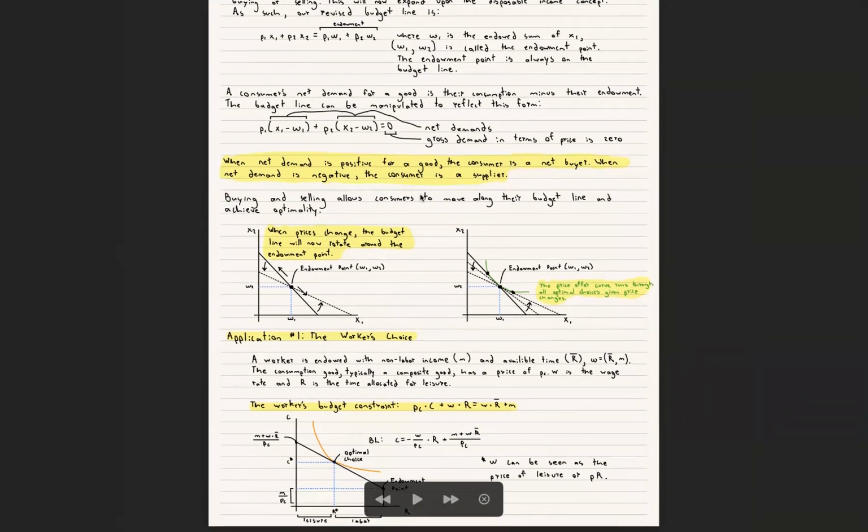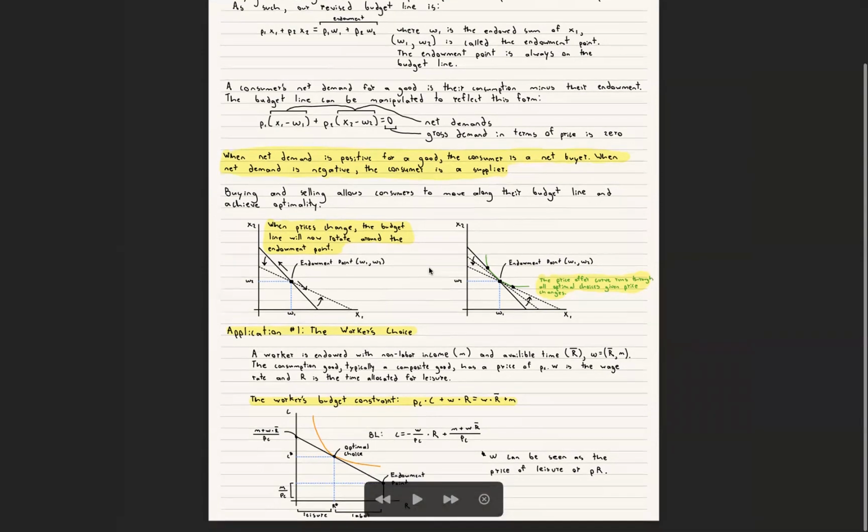When net demand is positive for a good, the consumer is a net buyer. Meanwhile, when net demand is negative, the consumer is a net supplier or a net seller. Buying and selling allows consumers to move along their budget line and achieve optimality, it just gives them a little bit more flexibility. As you can see here, when prices change, the budget line will now rotate around the endowment point, and the price offer curve runs through all optimal choices given price changes.